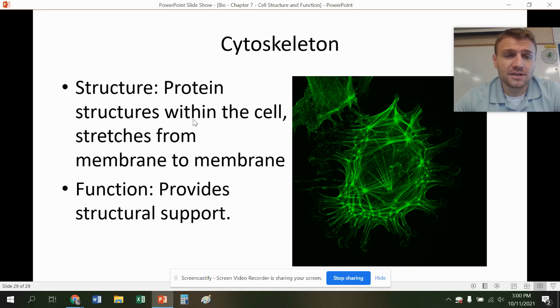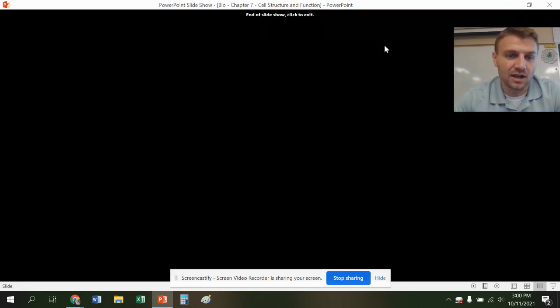The cytoskeleton is a protein structure within the cell. You can see the cytoskeleton here of a cell, but it stretches from membrane to membrane, and it gives support to the cell. So this is kind of like your skeleton. The cell has an inner working protein network that just gives its own structure to the cell.